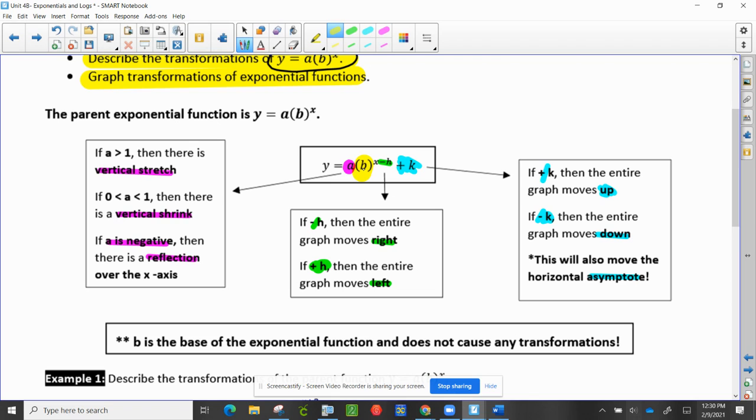Another thing I want to point out is that the b value, our base, is not a transformation. The base is just going to tell us growth or decay. It's just going to tell us how the graph should look. Should the graph be increasing or decreasing?